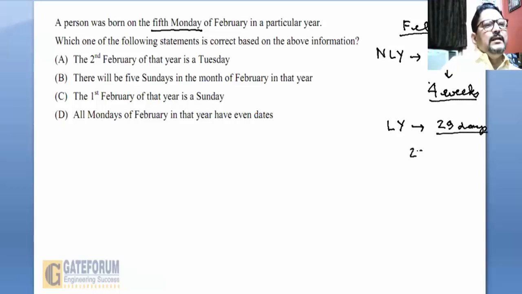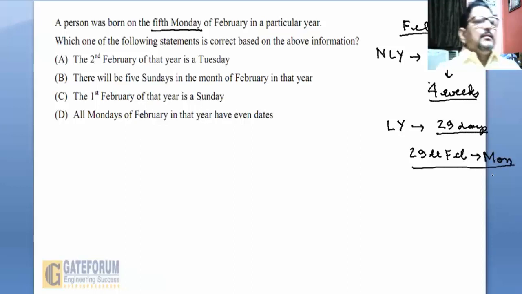And 29th Feb, as given here, was a Monday. This was a Monday. Now let us check what has been asked. Which one of the following statements is correct based on the above information?